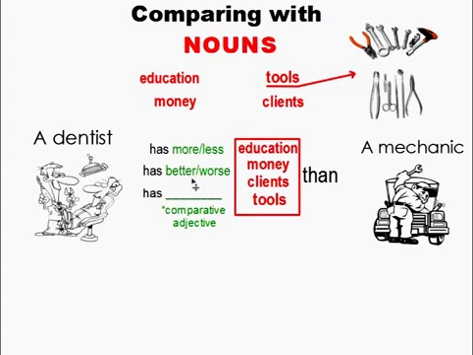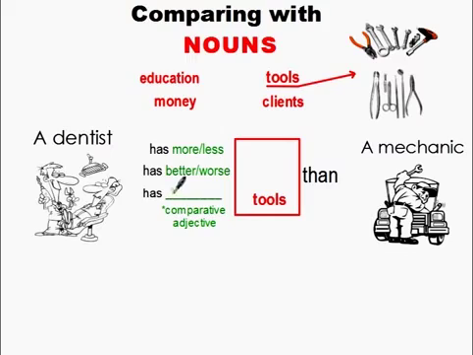Now again, I can use better and worse to talk about the quality. So if, for example, a dentist has better education than a mechanic, maybe I wouldn't talk about the quality of the money, so that doesn't make sense. Or maybe not even the quality of the clients, but definitely the tools. Which one has a better quality? Nah, I think the dentist has better tools than a mechanic. Okay? Good.